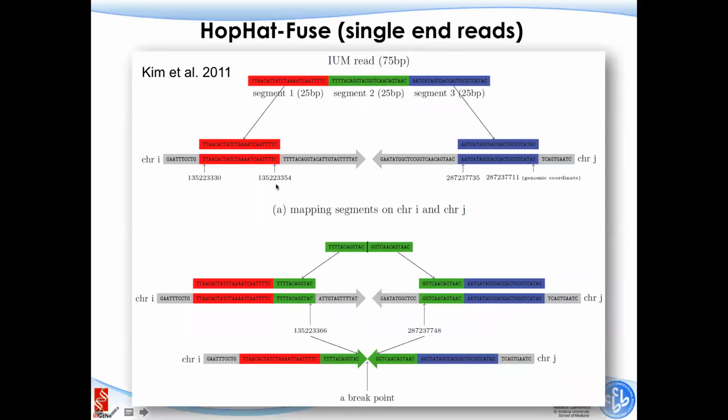Another read-based method, TopHat-Fusion, has a similar idea: a read is split into three parts. A 75 base pair read is split into 25 base pair pieces, and then the different parts are mapped separately. If the first part and third part can be mapped to different genes, we may infer this may correspond to a possible gene fusion, and we check the middle part to see if it can be mapped to a fusion point.